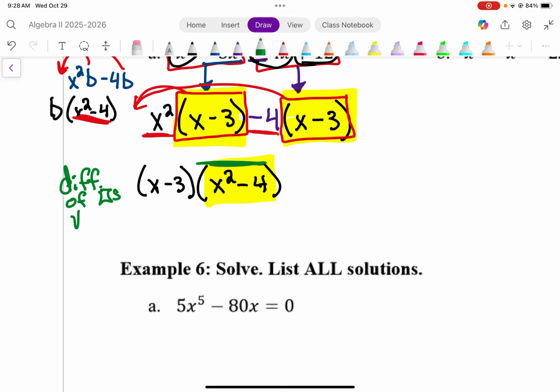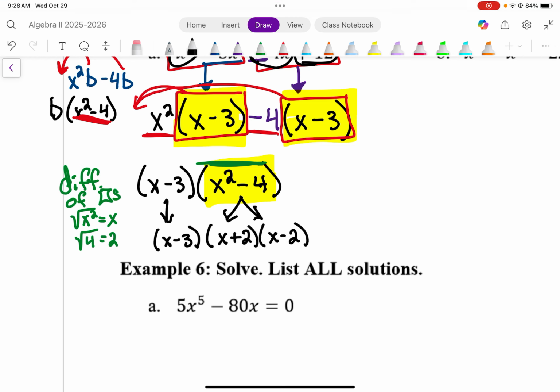To do that, you find the square root of x squared, which is x, and the square root of 4, and that is 2. That first parenthesis is just going to stay the same, x minus 3. And then this one, factoring using difference of squares, would give us one parenthesis with x plus 2, and then one with x minus 2. Once we no longer have any exponents, we are going to be good on factoring. So that would be our completely factored answer. So after you group, double check for difference of cubes, difference of squares, sum of squares, any of those where it's possible to continue factoring.